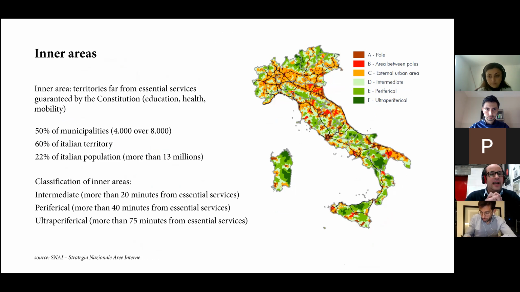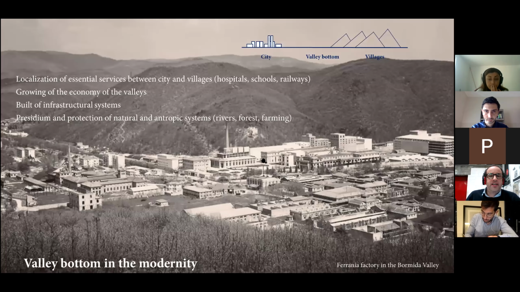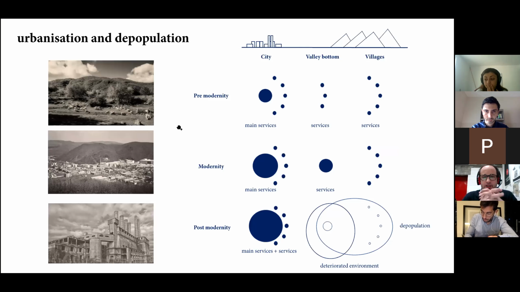And these inner areas involve half of the municipalities in Italy. Italy is a particular country in which we have over 8,000 municipalities. It refers to 60% of the Italian territory and involves 22% of the Italian population. So this is a very big problem. The classification of the inner areas is based on the distance from these essential services like education and mobility and so on. Of course, the problem is a problem of post-modernity.